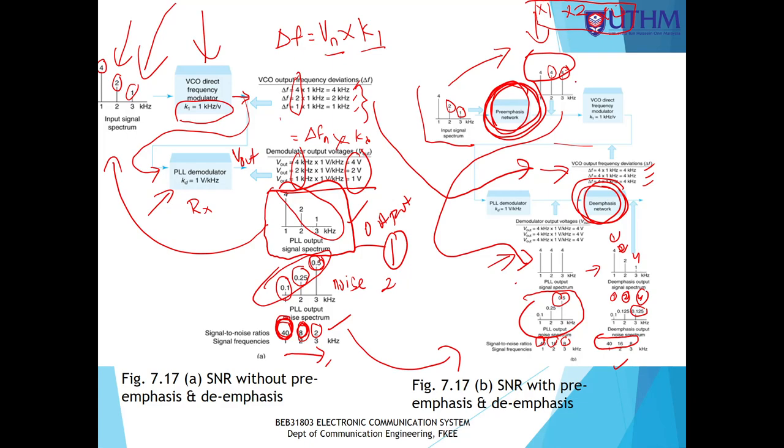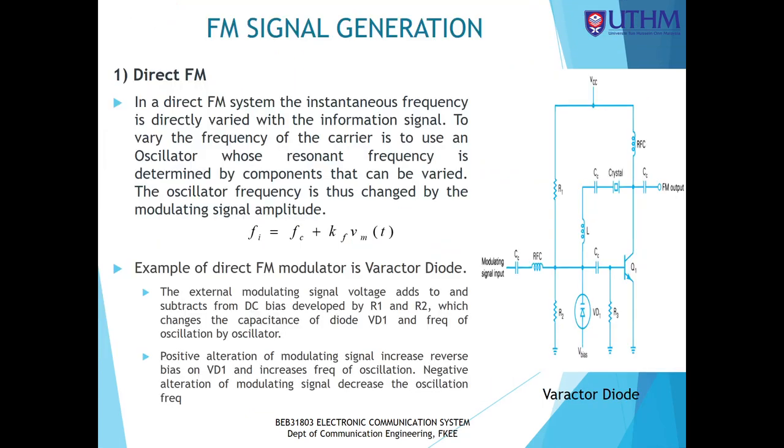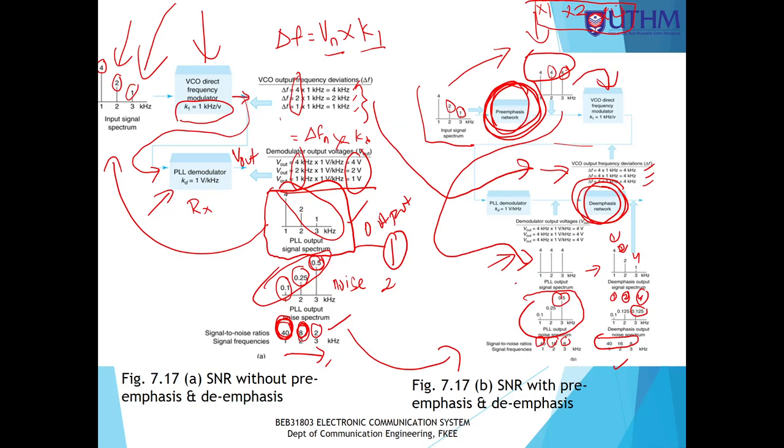And then this is put inside the VCO and we're going to produce the delta F. We have delta F1, delta F2, delta F3. So delta F1 is equal to input frequency amplitude multiplied with K1. So 4 volt multiplied with 1 kilohertz, we're going to produce 4 kilohertz. Delta F1, 4 kilohertz. Delta F2, 4 kilohertz. Delta F3, 4 kilohertz. Okay. And then this signal from the transmitter is transmitted to the receiver.